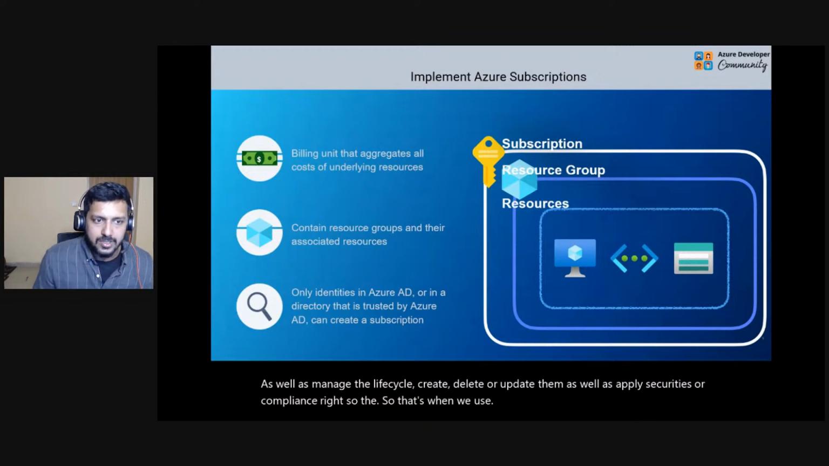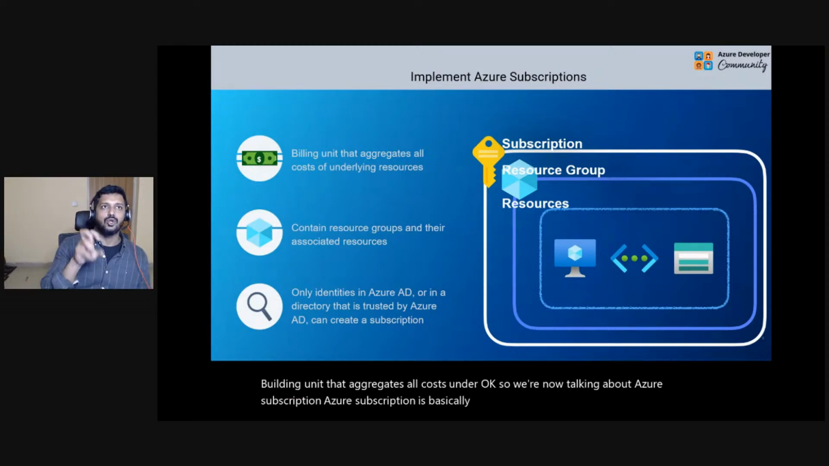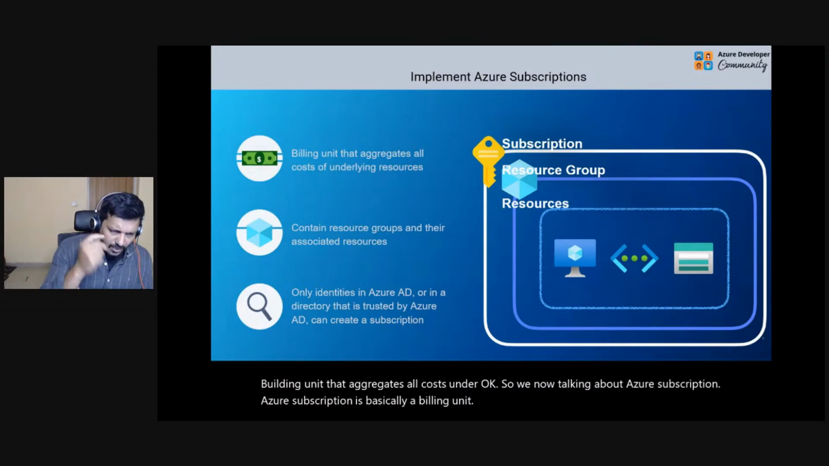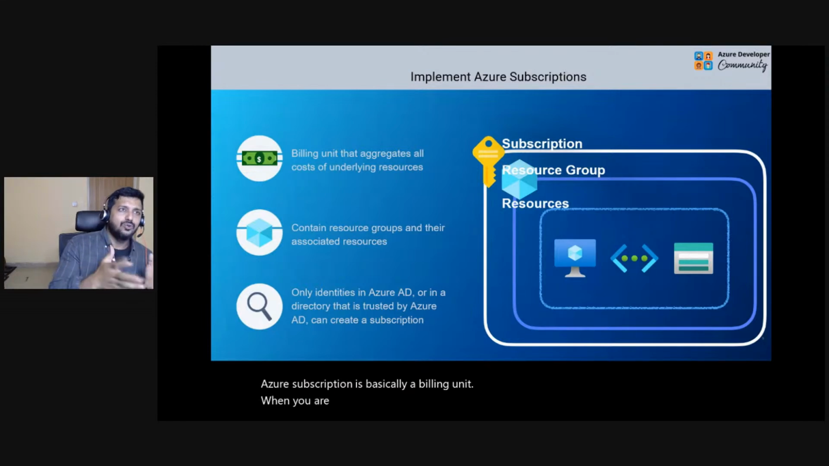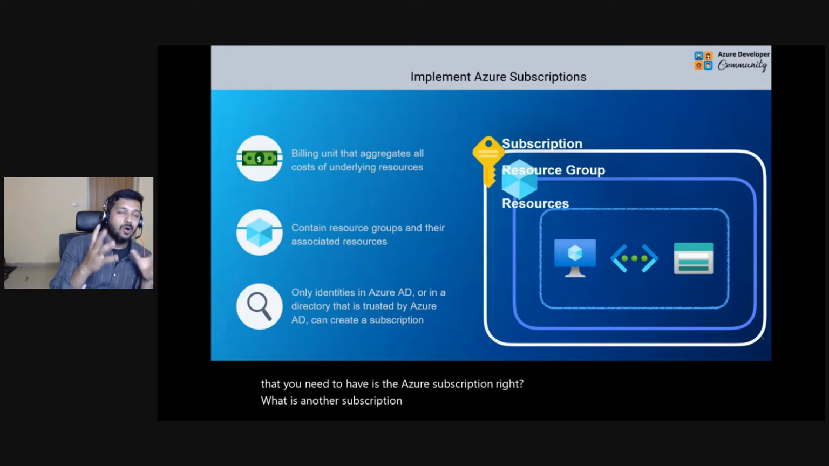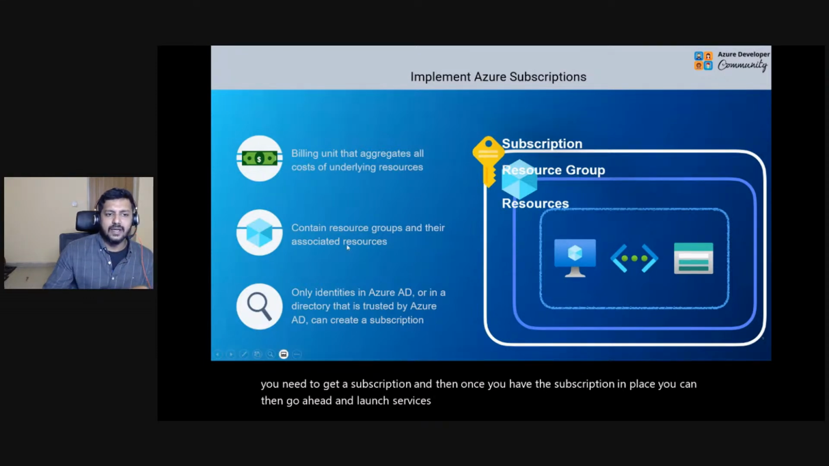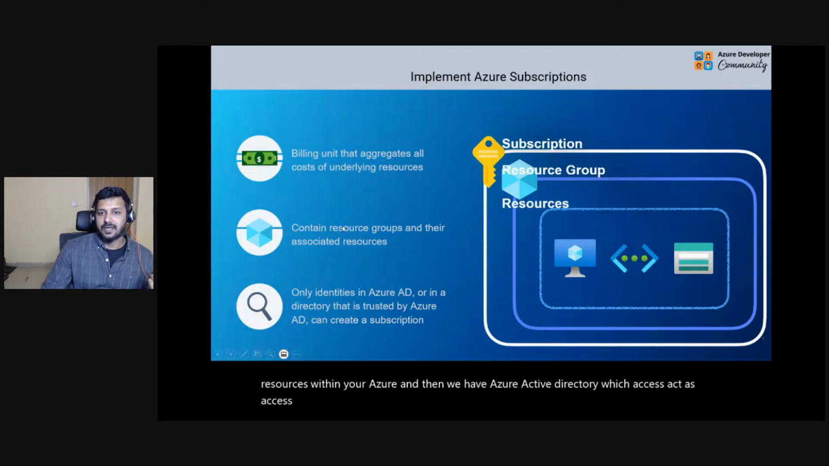Billing unit that aggregates all costs. Okay, so we're now talking about Azure subscription. Azure subscription is basically a billing unit, right? When you want to use Azure resources, the very first thing that you need to have is the Azure subscription, right? What is an Azure subscription? It's basically a logical way to charge you as a customer, right? So you need to get a subscription. Then once you have a subscription in place, you can go ahead and launch services, right? Resource groups contain all the associated resources within your Azure, and then we have Azure Active Directory, which acts as an access control, authentication, and authorization mechanism.